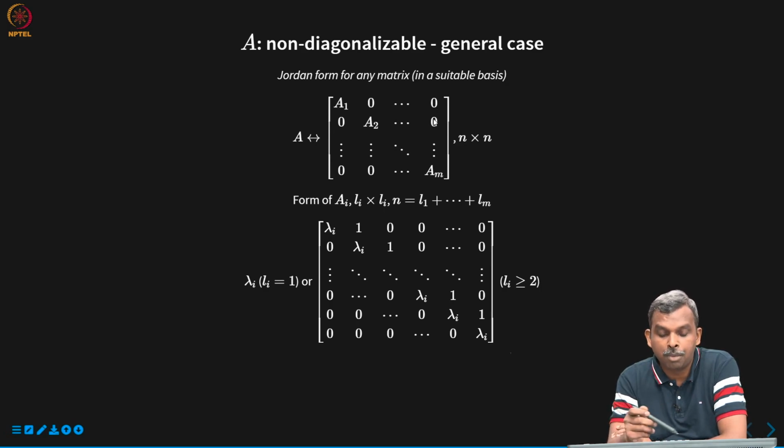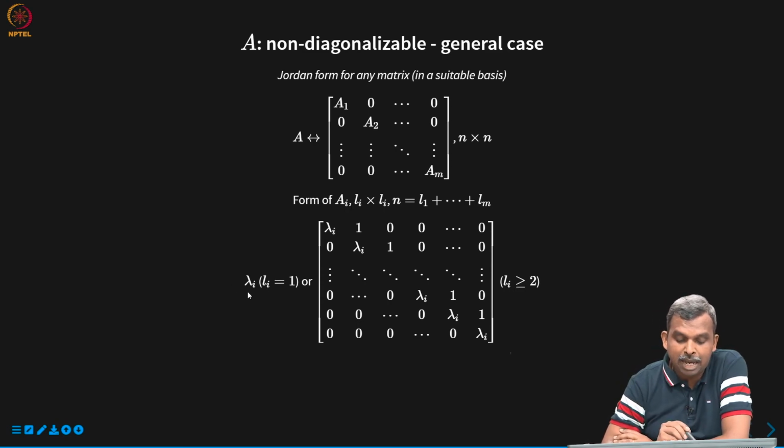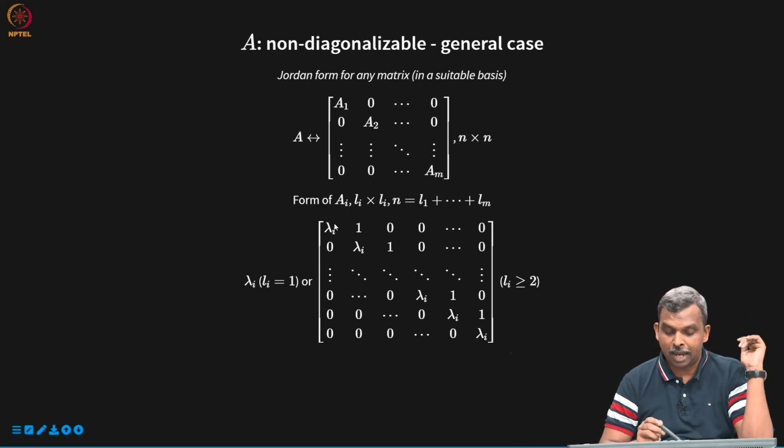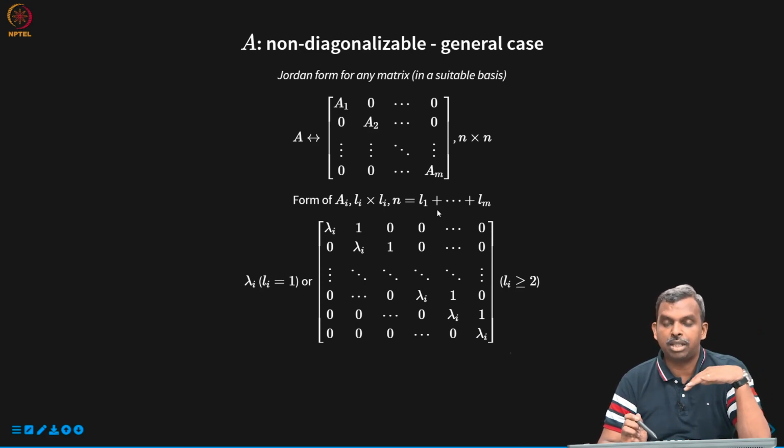What is this Jordan form? You can write it in a block diagonal structure like this: A1, A2, Am. Each Ai is a Li by Li square matrix, and n, the overall number of columns or rows, is simply L1 plus L2 plus up to Lm. And what is each Ai? The form of each Ai is either lambda i if Li is 1, or if Li is greater than or equal to 2, it has the form that we have been assuming so far, which is lambda i appearing on the diagonal and 1 appearing once on the off diagonal, everything else is 0.